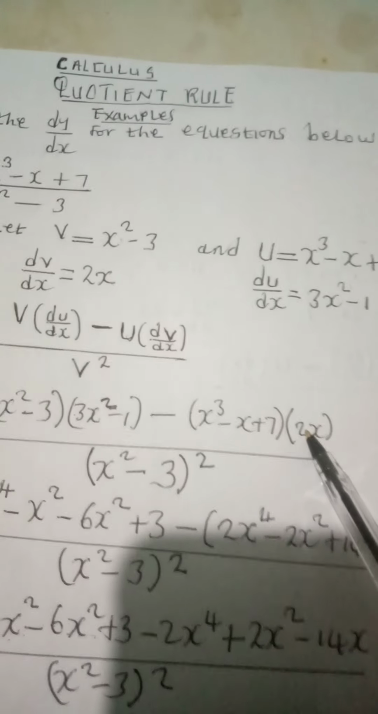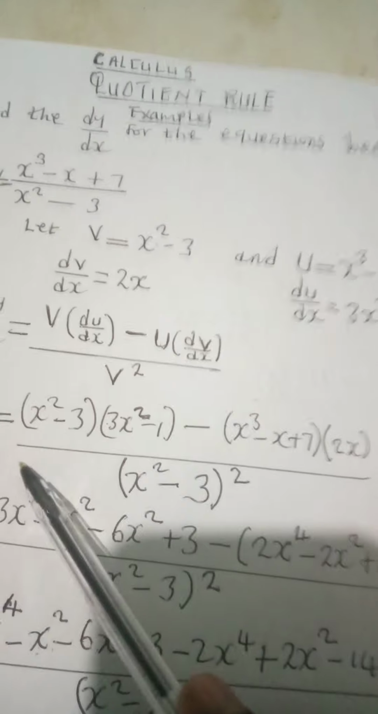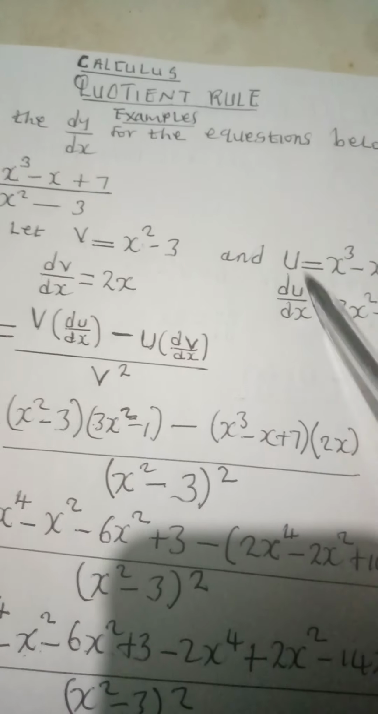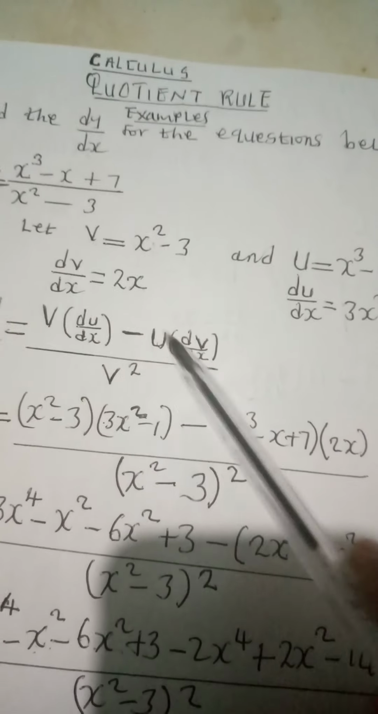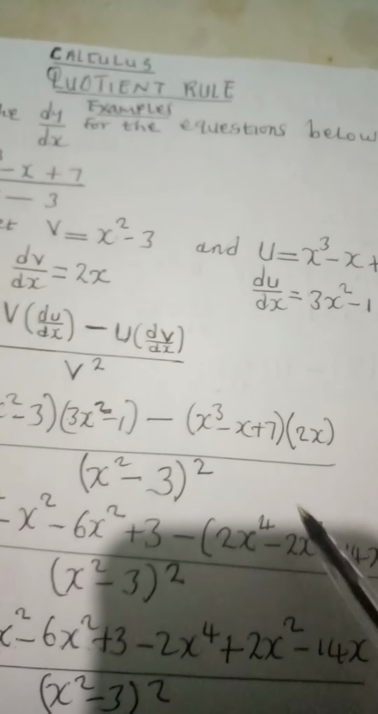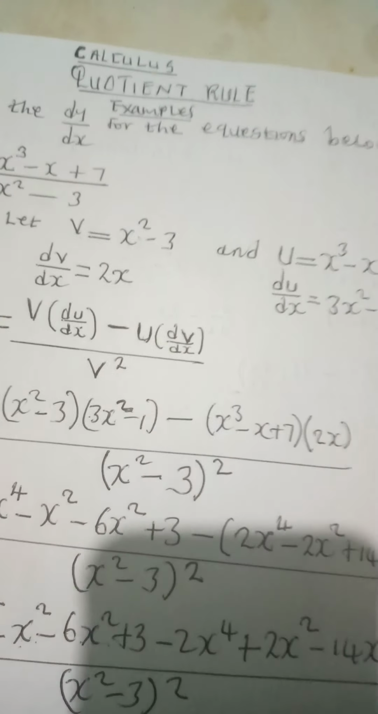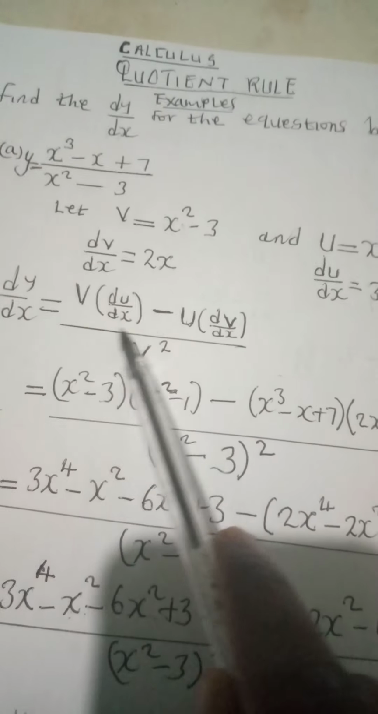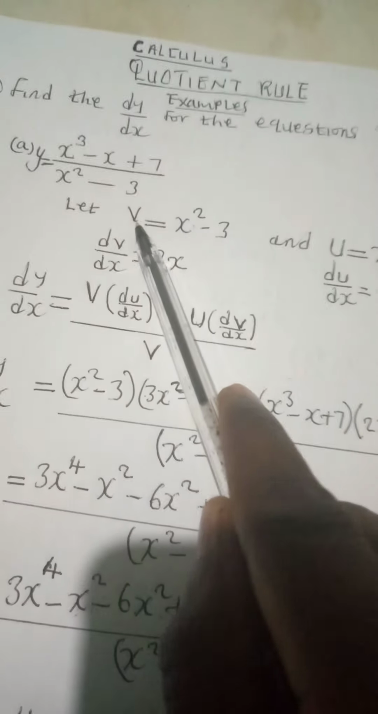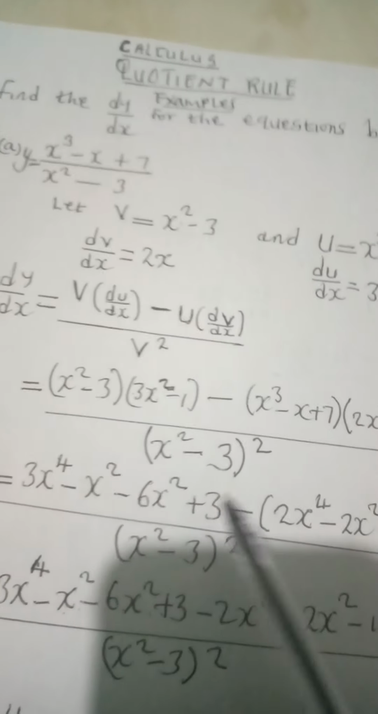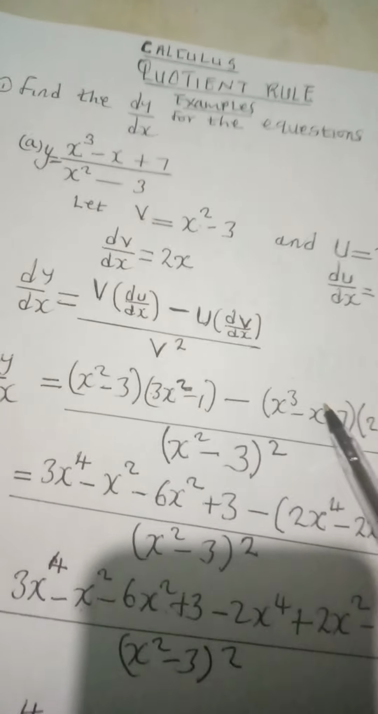I'm just substituting here. Where there is v, where is my v? My v is here. You put the v there. Where there is du/dx, where is your du/dx? Your du/dx is here. You put your du/dx here. You get the minus, bring it here. Where is your u? Your u is here. You get your u, put it there. Where is your dv/dx? Your dv/dx is here. You get your dv/dx, put it there. And then you get this division line. You bring it here. Over v squared. Where is your v? Your v is here. Get your v, x squared minus 3. Then you square this. There's a square here in the formula. Put a square here. Then from here we expand now.